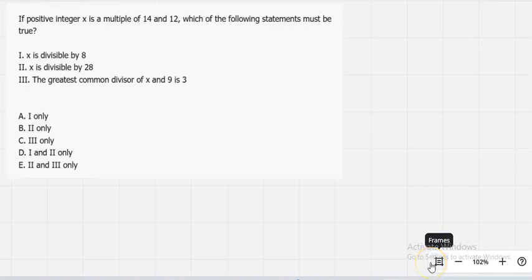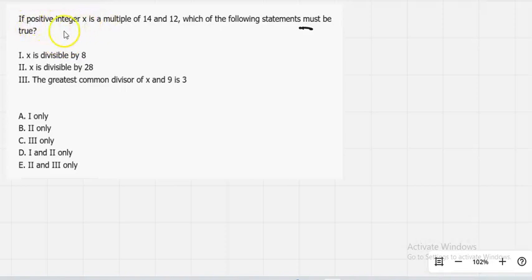A positive integer x is a multiple of 14 and 12. Which of the following statements must be true? In this kind of question, you need to be very careful, again because of the word must. Now, let's analyze the question from the beginning.